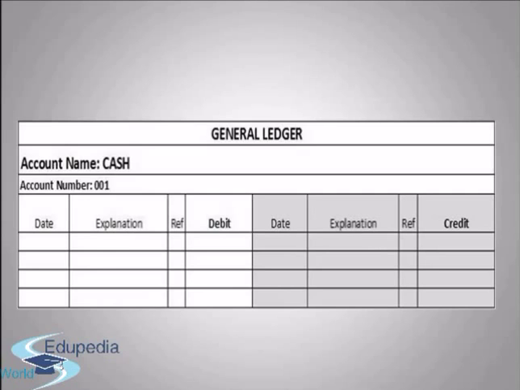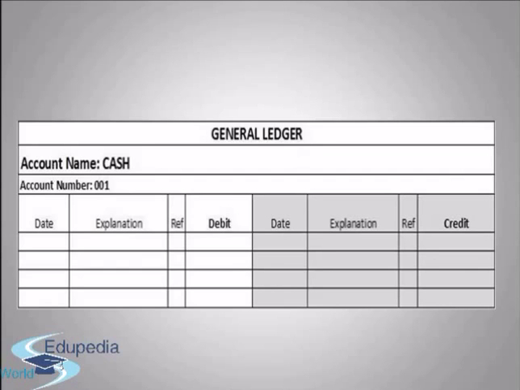And then we draw 8 columns. 4 columns for the debit amount and 4 columns for the credit amount. We have date, explanation, reference, and debit. In the date column, we post the date on which the transaction took place in the journal. So that date only is posted here.